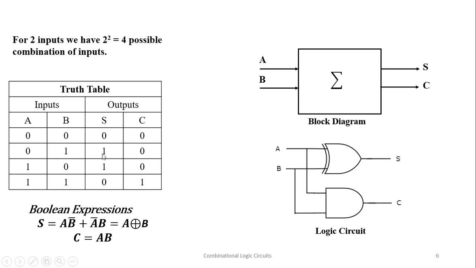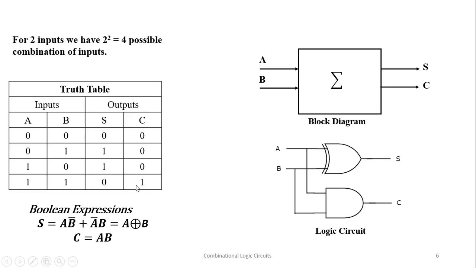In the SOP expression, make a product term of these input variables. A is 0, so A bar B, and for this the product term is A and B is 0, so A B bar. So S is A B bar plus A bar B. Whenever you see this pattern, A B bar plus A bar B, it represents an exclusive OR operation. It can be represented by this symbol, the symbol of exclusive OR. So A exclusive OR B.